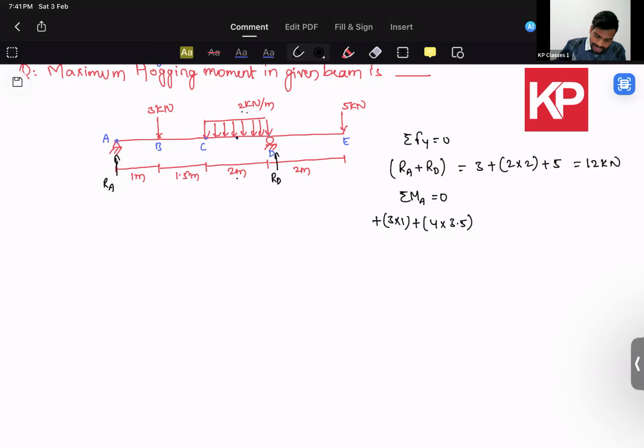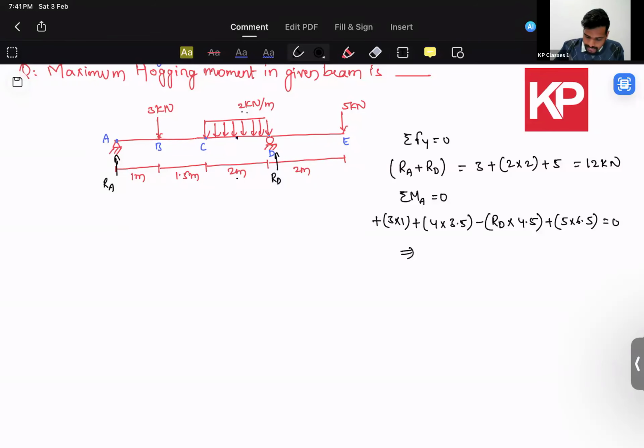Then there's a negative anti-clockwise moment due to RD, so I'll write it as minus RD into the total distance, which is going to be 4.5. And finally, there's 5 kilonewtons creating a clockwise moment, so it is positive 5 into the total perpendicular distance, which is going to be 6.5. That sum should be equal to 0.